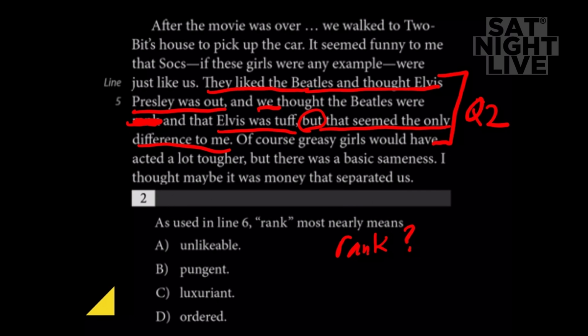and so rank must mean not good, right? We thought the Beatles were bad. We didn't like them. Now when I go to the answers, I can take each answer and compare it to the idea that we thought the Beatles were bad. And I see right away, unlikable.